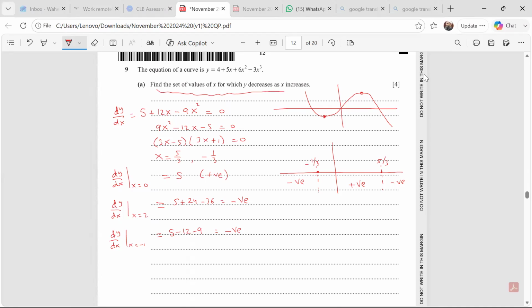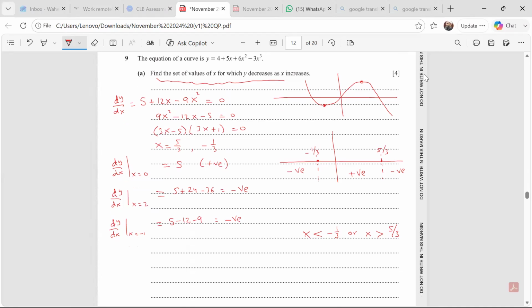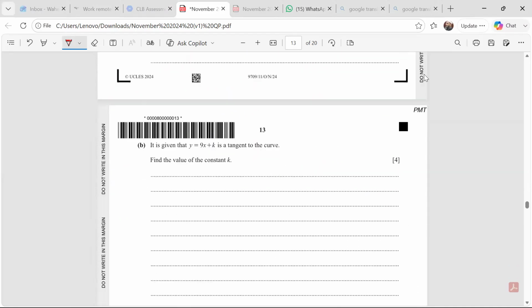So it is x less than minus 1 by 3 or x more than 5 by 3. So this is the answer of this question. Okay, I hope it's clear. Now let's go to question number 9b.